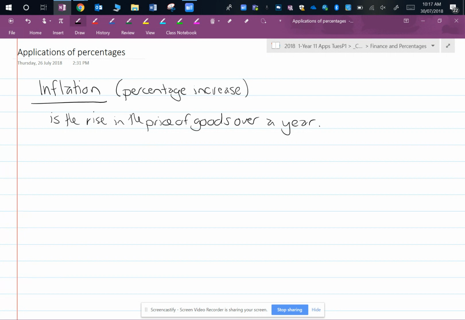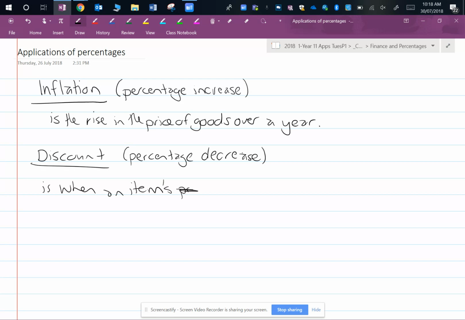All right, the word discount. What do you think that is about? Discount means percentage decrease. Okay, so a discount is when an item's price or value, let's say price, is decreased by a percentage.